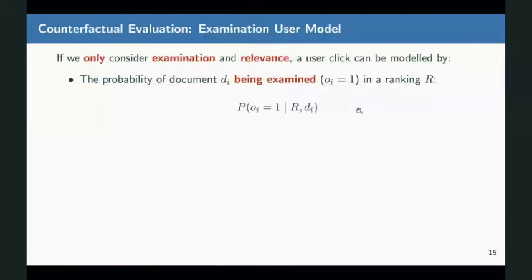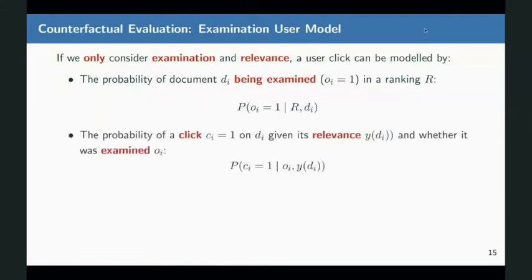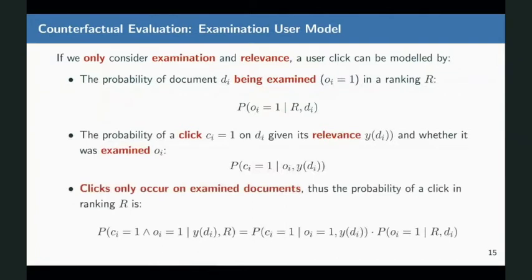The second part is whether someone will click on it or not, and we're going to assume that that's only conditioned on whether someone observed it and whether it's relevant or not. So first someone looks at an item and then they decide to click on it or not based on how relevant it is in this model. And clicks only occur on examined items. No one is going to click on something that they didn't look at first.